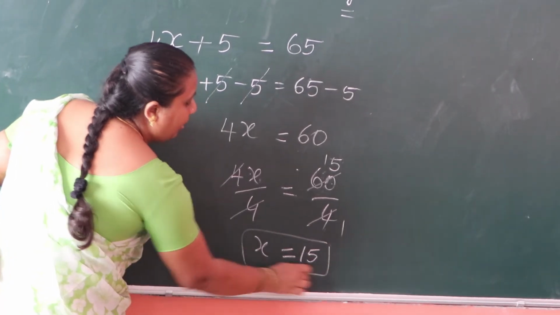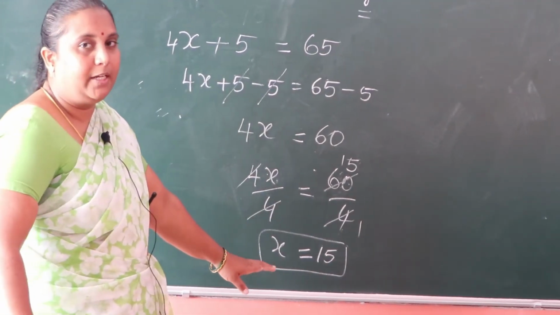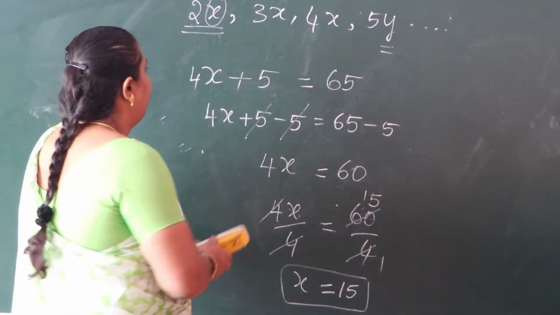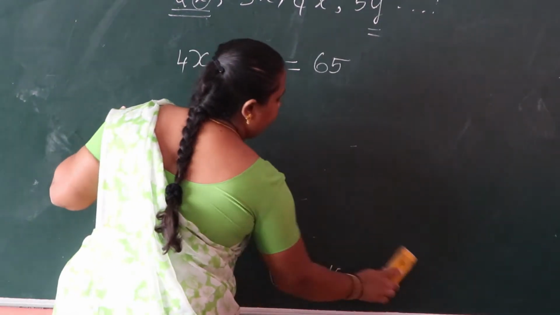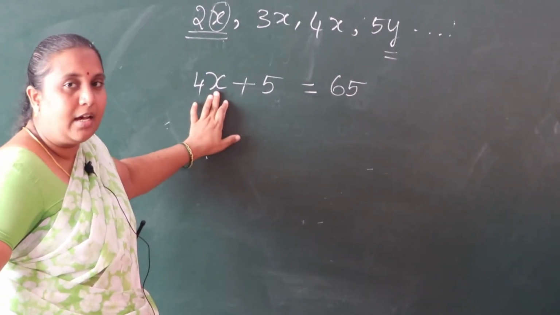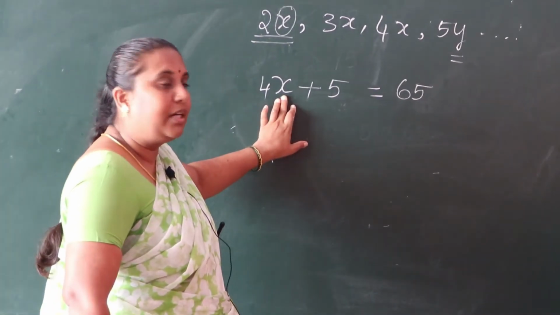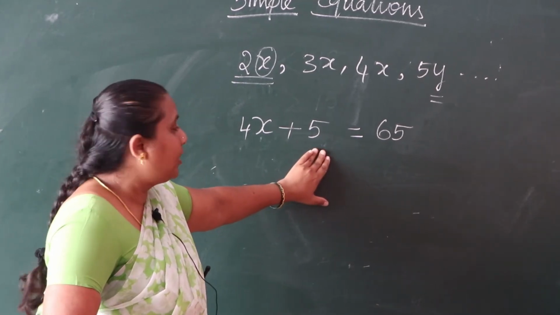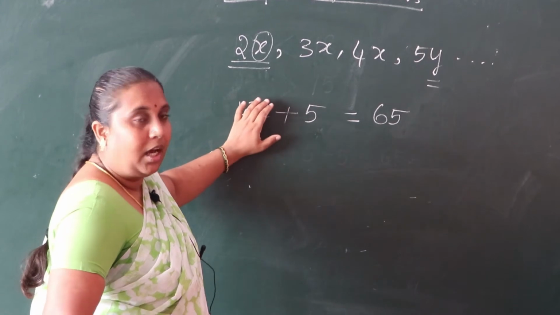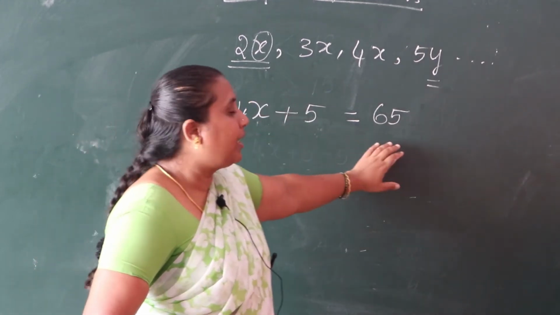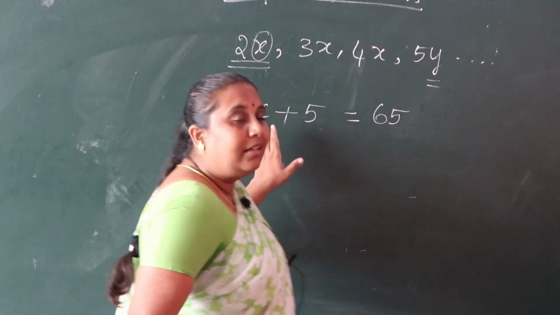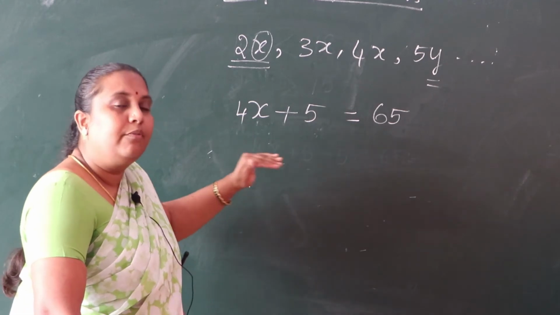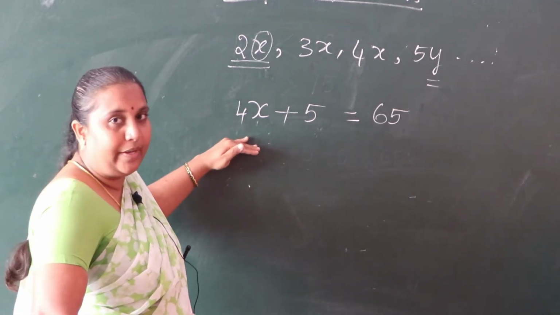So what is the number you thought of in your mind? 15. Like this we should write the equation. The number we are taking in our mind, we multiply that number by 4 and add 5 to the product. What is the answer we are getting from 4x? We add 5 to that and get the answer 65, which means the number is 15. Understood, children?